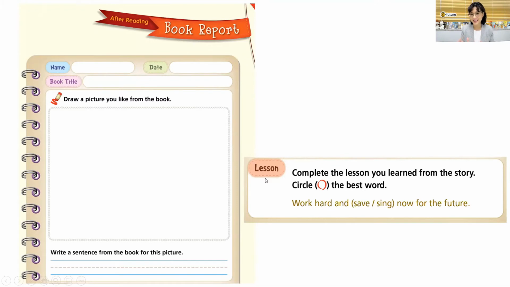And here's the lesson, right? Circle the best word. Work hard and save, sing now for the future. So what's the answer? Work hard and sing now for the future? No, work hard and save now for the future, right? So this is the lesson for this story. Okay.